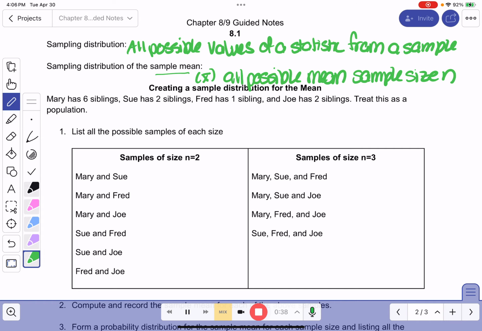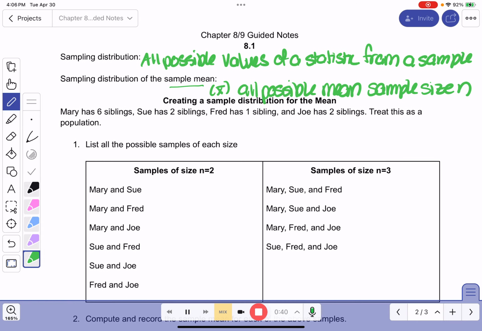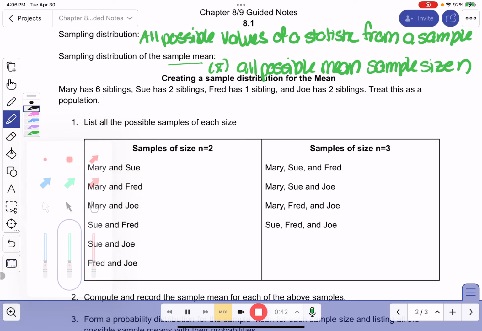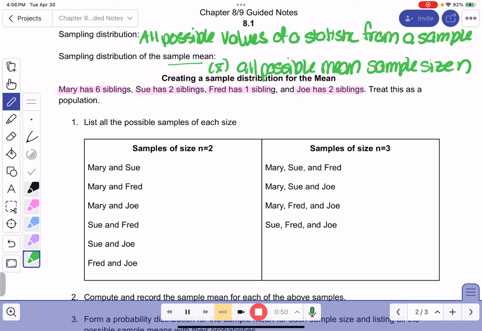So let's look at this one here. Let's say this was our population. Mary has 6 siblings. Sue has 2 siblings. Fred has 1 sibling. Joe has 2 siblings. So we're going to treat that as the population and find the population mean. So the population mean is 6 plus 2 plus 1 plus 2 divided by 4, which gives us 2.75. So that is our population mean.